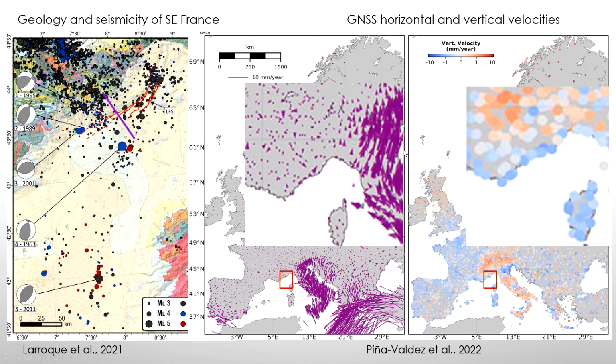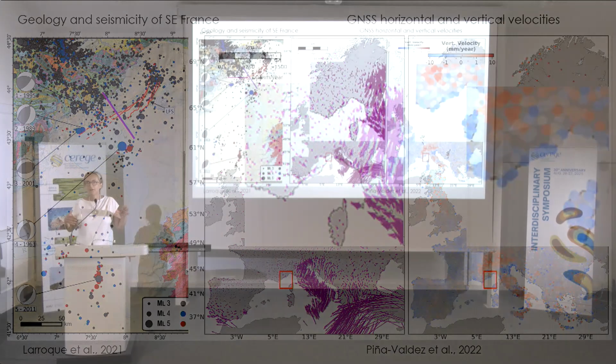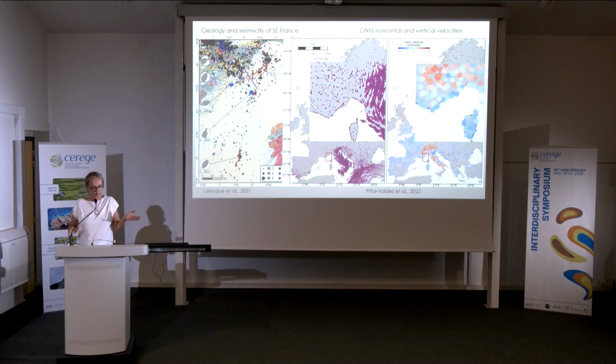So if we look now at another control on the landscape evolution and behavior, it's the tectonics. By tectonics, I mean not only plate tectonics, but any kind of horizontal or vertical motion that can occur. And if we look at what happens now in this area, well, it's not so clear.